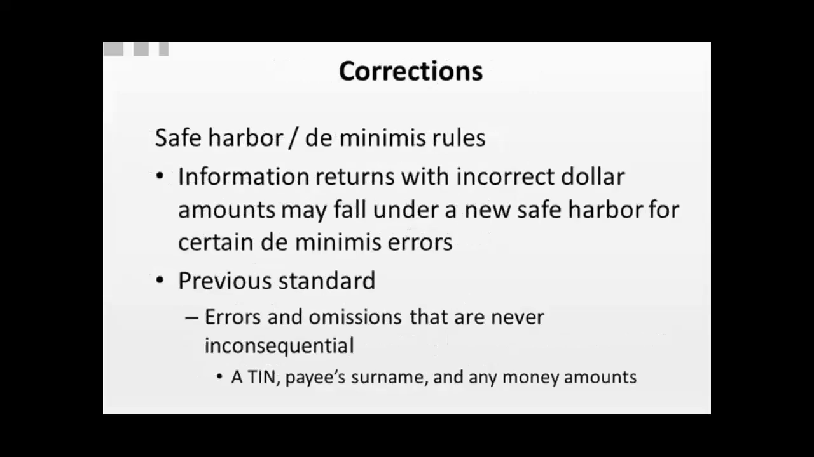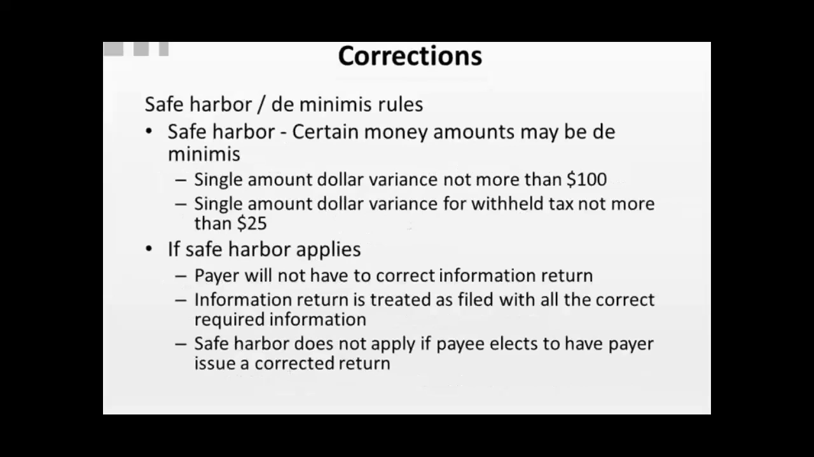Corrections. There are safe harbor de minimis rules. Information with certain incorrect dollar amounts may fall under this, and it is a single dollar variance of not more than $100, or a single dollar variance for withheld tax of not more than $25. And if the safe harbor applies, the payer will not have to correct the information return, and the information return is treated as filed with all the correct required information.